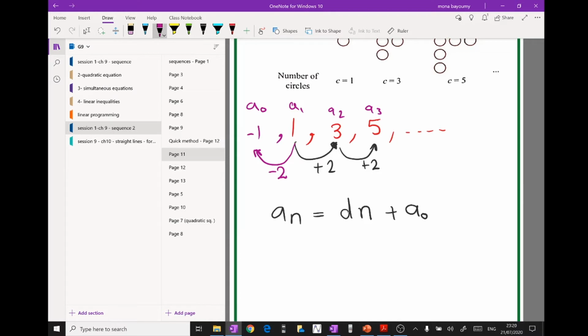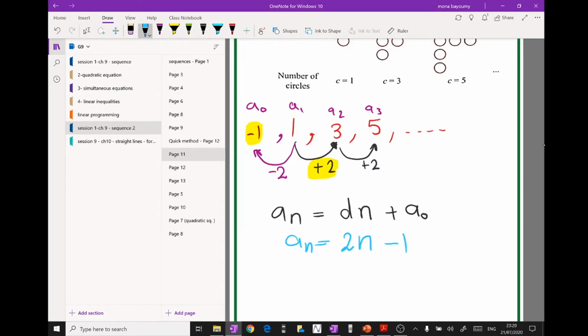Is it okay? Now to write our equation, here d is equal to positive 2, a0 is negative 1. I will write the equation for the nth term: d, which is positive 2, times n plus a0, which is minus 1.